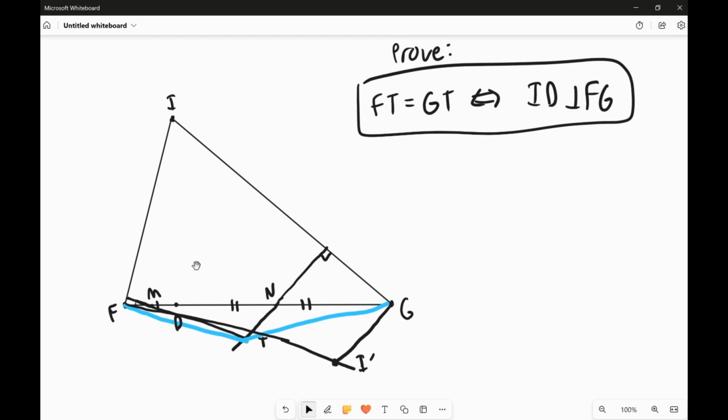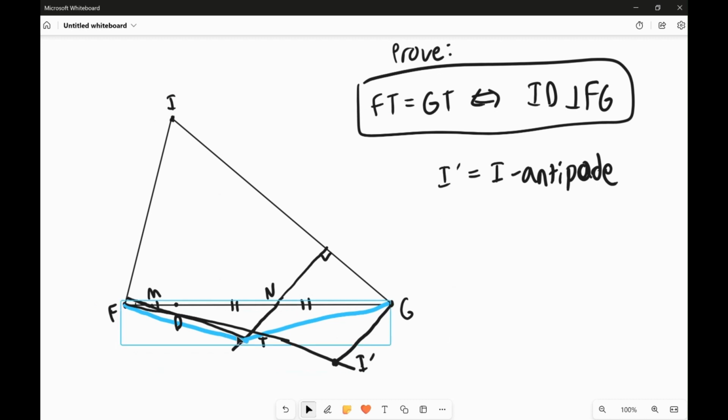The quadrilateral IFI prime G is cyclic. And moreover, I prime is the point diametrically opposite I on the circumcircle of IFG. For now, I'll just go ahead and denote it briefly as the I antipode, which means the point diametrically across. So that means that T is the midpoint of D I prime, where I prime is the I antipode.